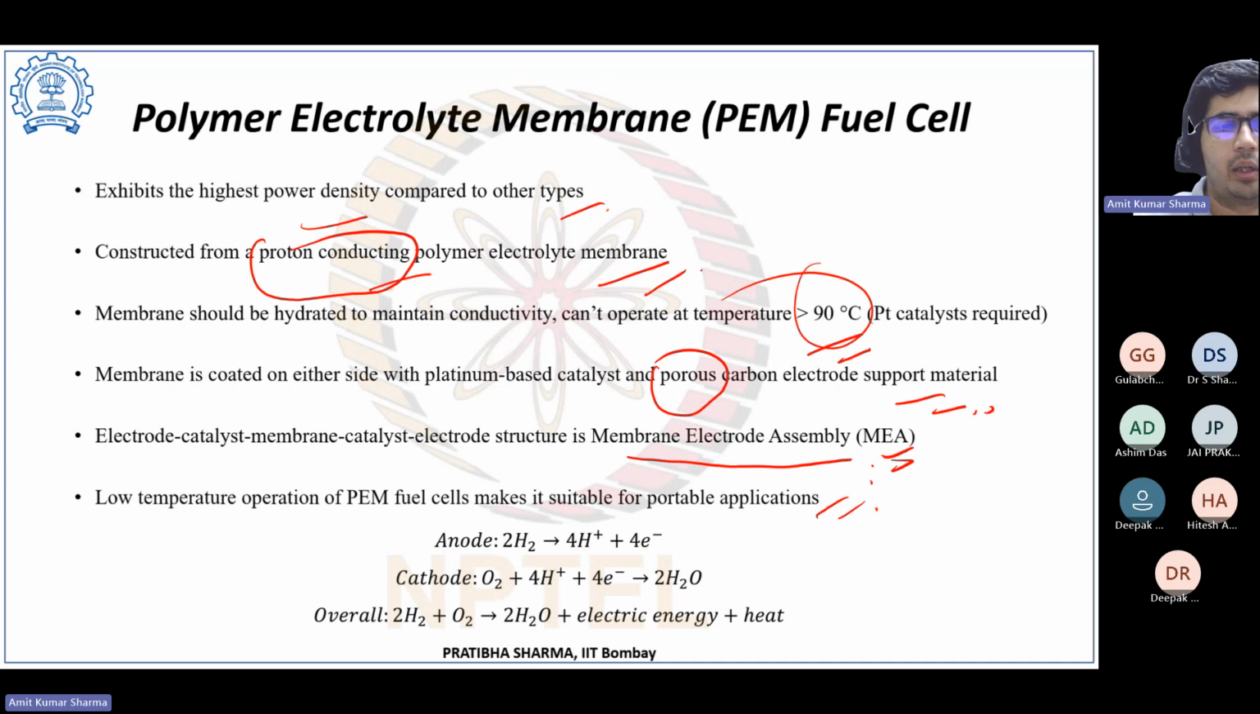The low temperature operation of the PEM fuel cell makes it suitable for portable application. Because it operates at low temperature, we cannot go above 90 degrees, so it's like 70 to 80 degrees centigrade. It's a low temperature, so it is suitable for portable application.